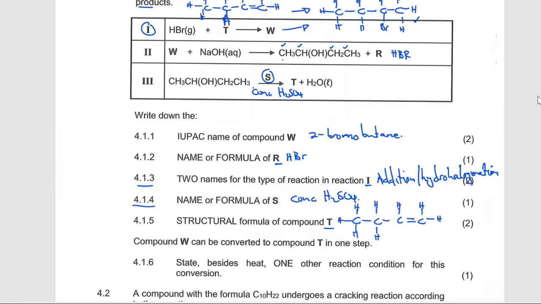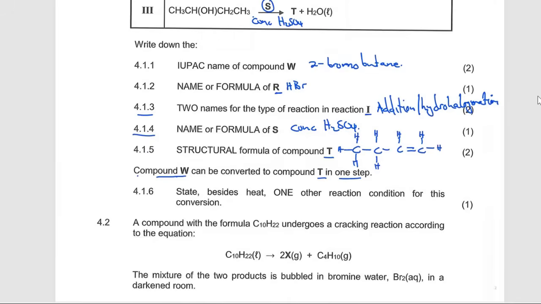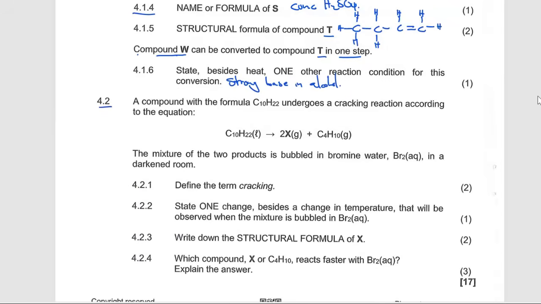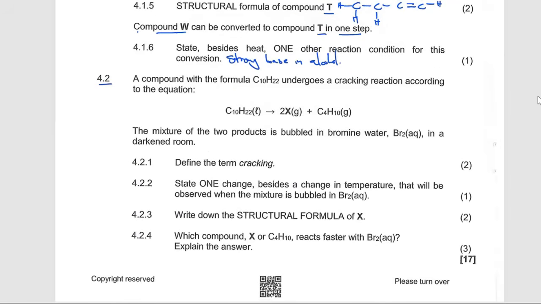Then moving on to the next question, it says compound W can be converted to T in one step, right? State, besides heat, one of the reaction conditions for this conversion. For this conversion to happen there, we need a strong base in alcohol, right? So this is the strong base that we are having there. Then after that, it says here 4.2, a compound with the formula C10H2 undergoes a cracking reaction according to the equation.